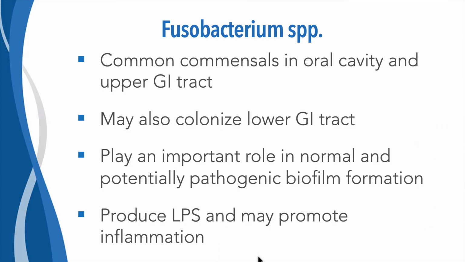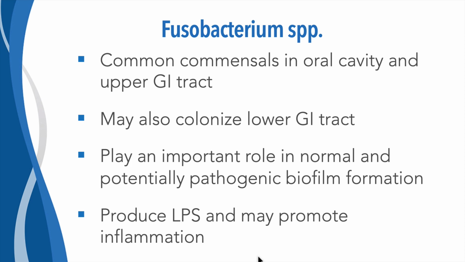So Fusobacterium species are common commensals typically found in the oral cavity, but they're also found in a fairly high abundance in the upper GI tract. It is known that they may also colonize the lower GI tract, at least in some patients. They play an important role overall in both normal and potentially pathogenic biofilm formation. That's something that's been probably most well studied in terms of the oral cavity and the oral biofilms that they help to form. So it stands to reason that they may also be participating in biofilm formation in the gut as well.